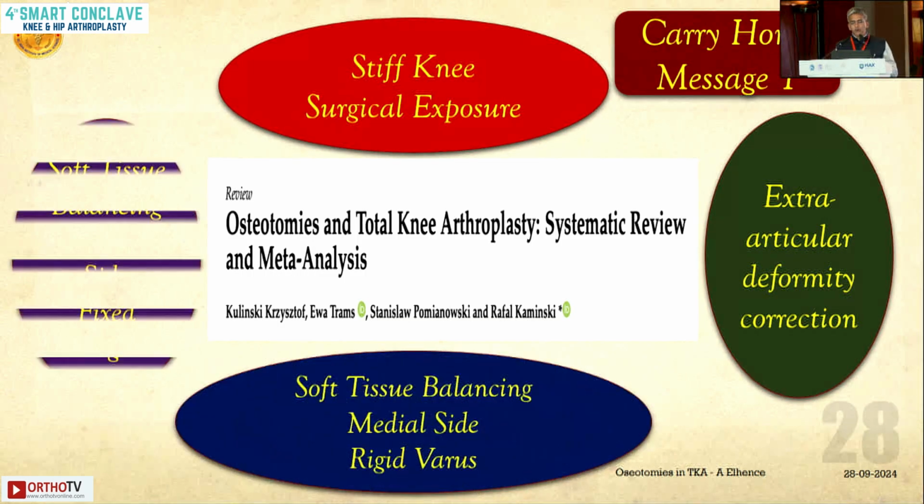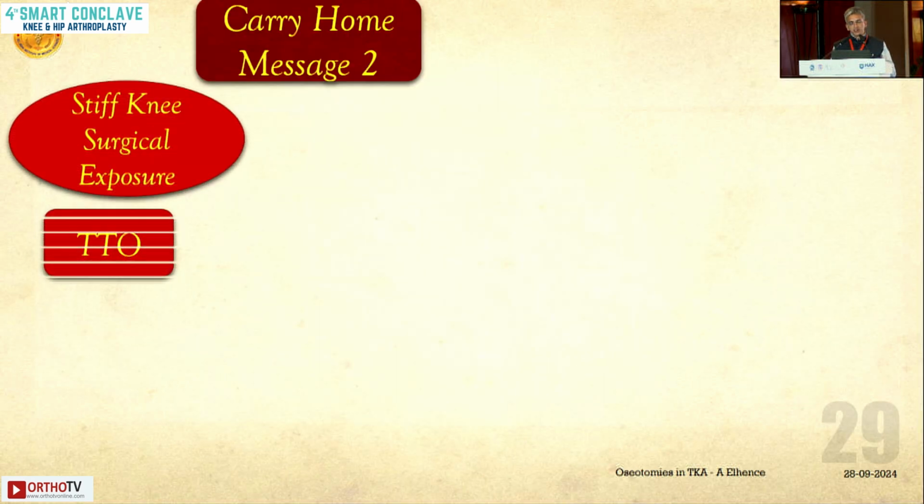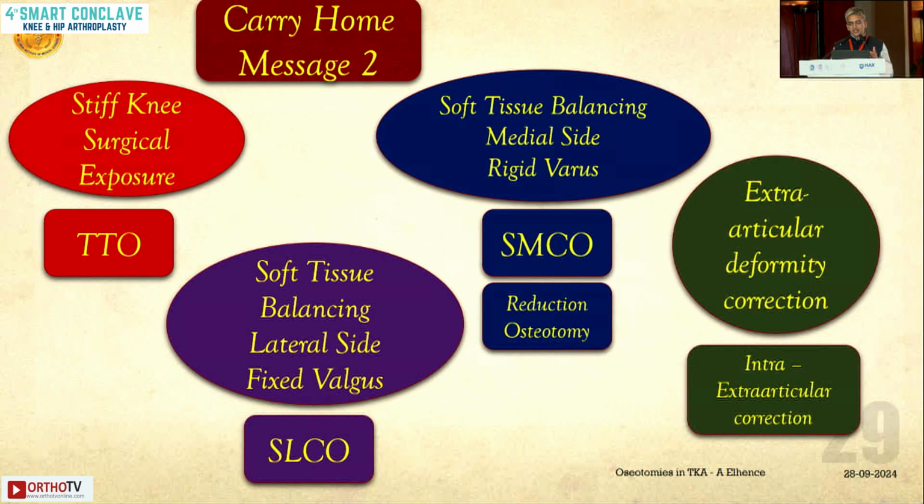So to take home, the osteotomies around total knee replacements are usually required in stiff knees for surgical exposures. They are required for soft tissue balancing in the form of reduction osteotomies and sliding medial condylar osteotomies in very specific situations in very rigid varus knees. Similarly, in very specific situations in rigid valguses and for extra-articular deformity corrections. And the osteotomies are the TTOs, the SLCOs, SMCOs, reduction osteotomies, and the intra-articular and extra-articular corrections.